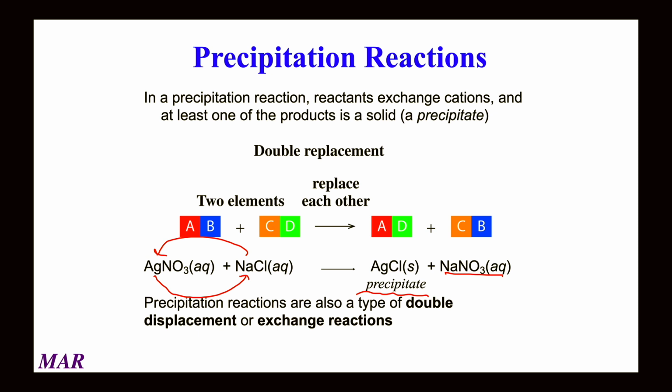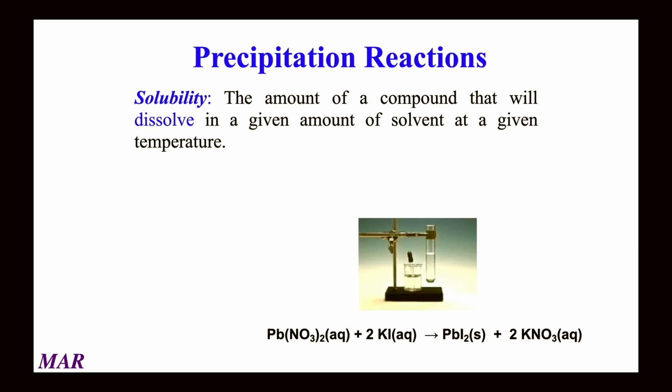So acid-base reactions and precipitation reactions are both examples of double replacement reactions, where you wouldn't necessarily use the term double replacement, but you could use acid-base or precipitation. The solubility of a compound is how much of the stuff will actually go into the solvent, usually water, before a solid begins to occur.